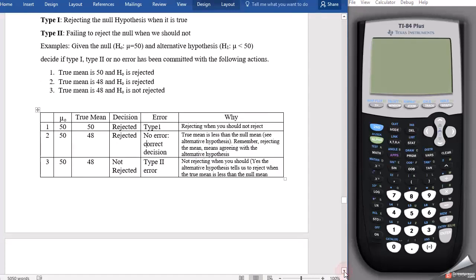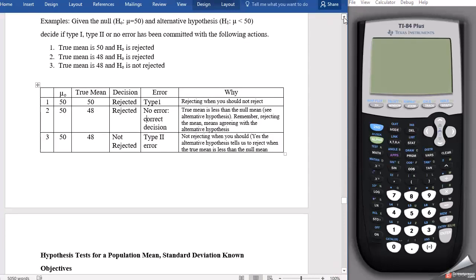Okay, so these are just simple ways of illustrating when and how we commit type 1 and type 2 errors. So when we come next time, we are going to start to talk about the actual hypothesis testing using the z-score, talking about standard deviation known and standard deviation unknown.